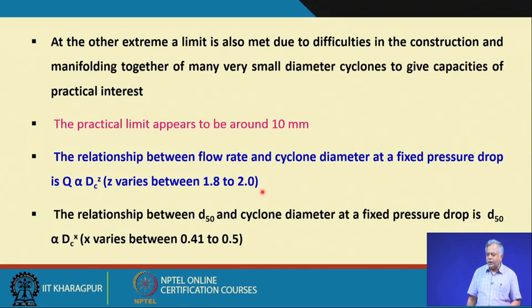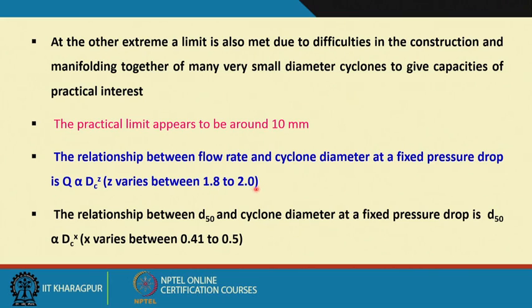So, these are all typical empirical parameters, and I caution you that for any cyclone you are using, you should try to have this type of relationship developed based on your laboratory scale operations, because you should not use all these models and equations blindly. As I keep repeating, they are all empirical parameters. So, in your case it may not vary from 1.8 to 2, it may be some other number. So, you must do that if it is important to know.